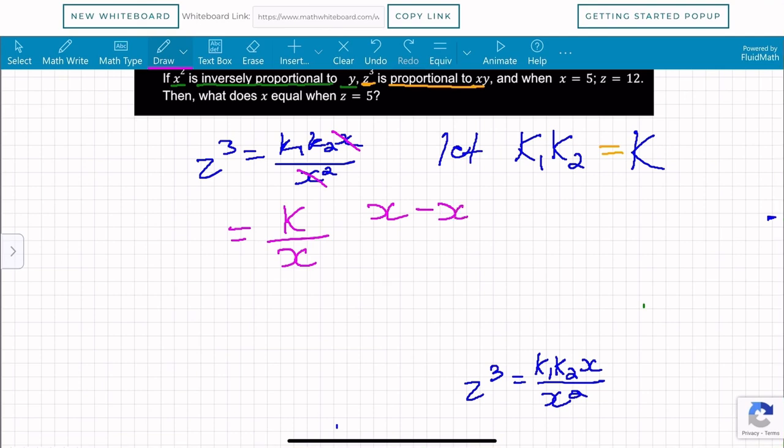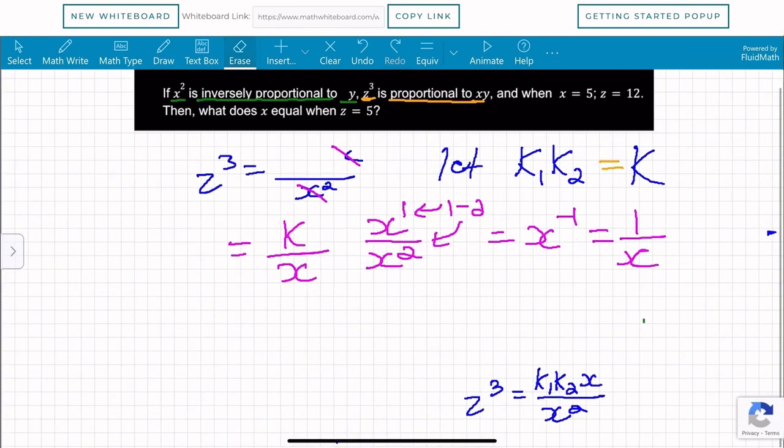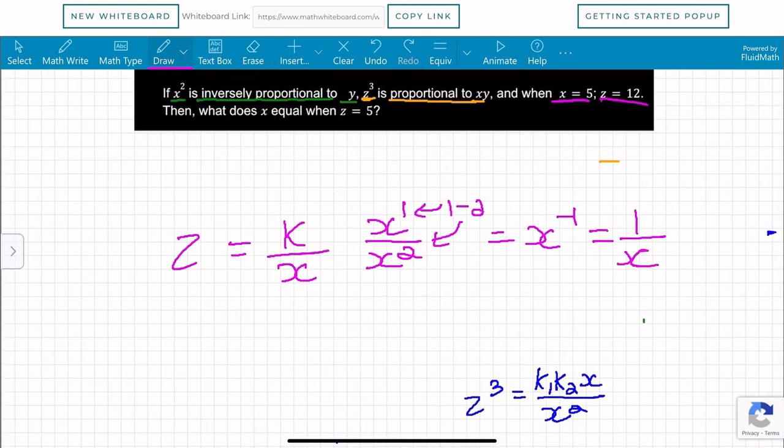Because what this is actually saying is x to the first divided by x to the second, which is really just their exponents subtracted from each other. And that's going to equal x to the power of negative 1, which is equal to 1 over x, which is how we got the constant over x. So z to the third is equal to k, the constant, over x. I think it makes a little bit more sense now.